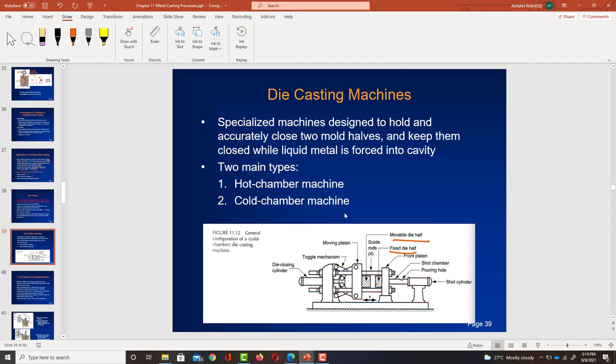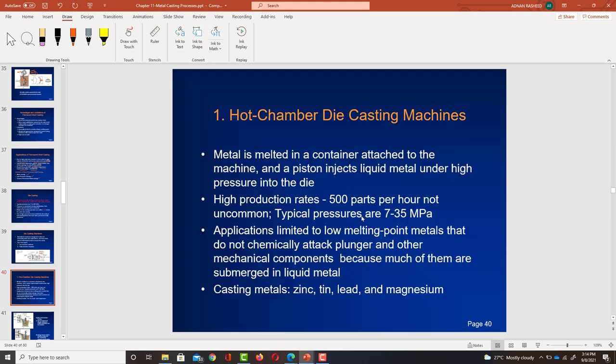One is hot chamber and the second one is cold chamber. In hot chamber, metal is melted in a container attached to a machine and a piston injects liquid metal under high pressure into the die. Higher production rate, 500 parts per hour, and typical pressure is 7 to 35.